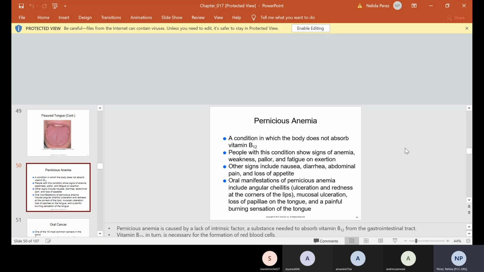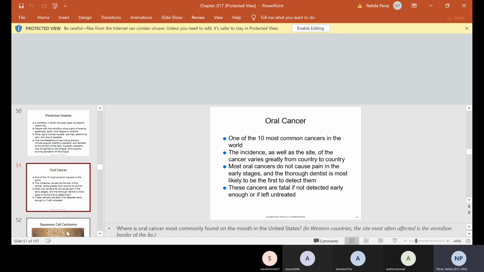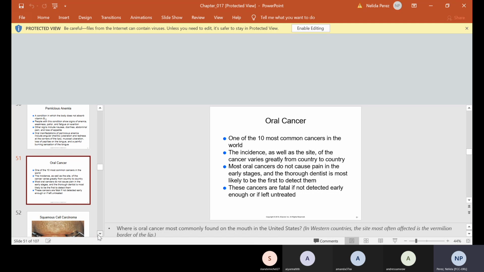Pernicious anemia is a condition in which the body does not absorb vitamin B12. People with this condition show signs of anemia, weakness, pallor, and fatigue on exertion. Other signs include nausea, diarrhea, abdominal pain, and loss of appetite. Oral manifestations of pernicious anemia include angular cheilitis. Remember I showed you that picture with the lips and the two red blisters on the corner? Those are the ulcerations and redness. You also can have mucosal ulceration, loss of papilla on the tongue, and a painful burning sensation of the tongue. The only way to fix that is to get vitamin B12 in the system.